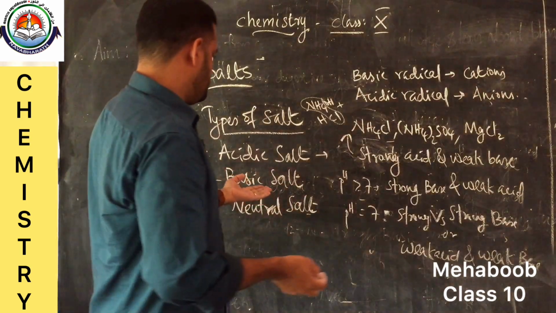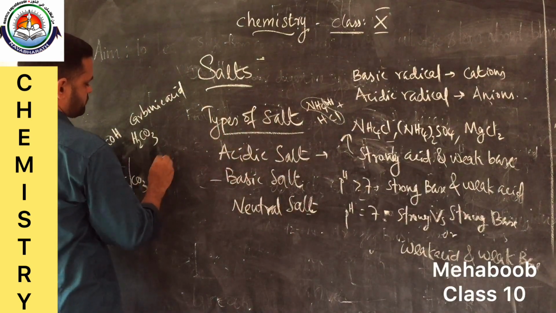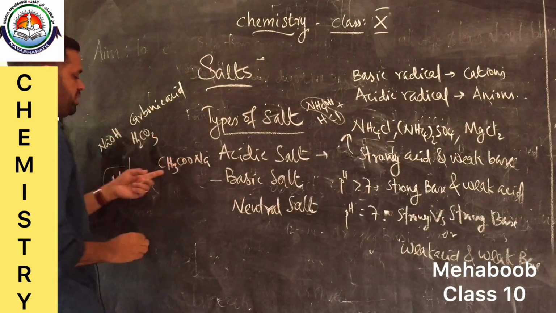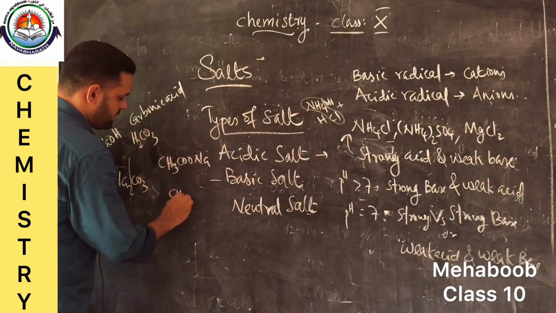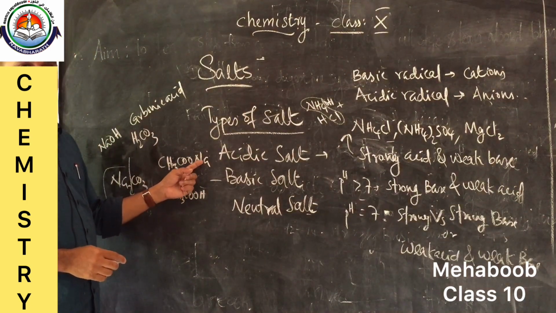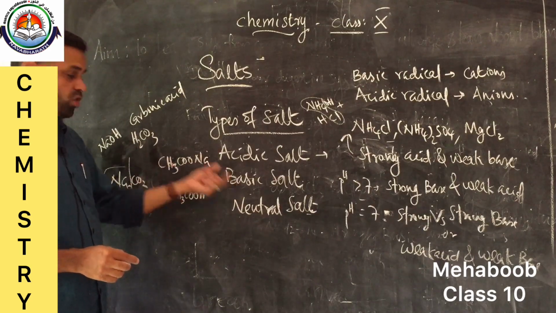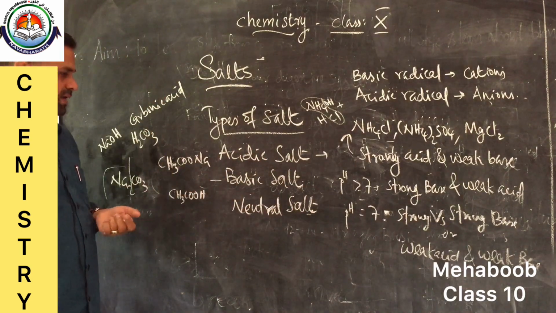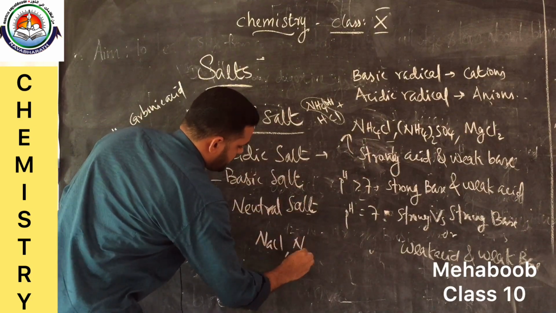Another example of basic salt is CH3COONa. This is called sodium acetate. Here the acid will be CH3COOH, that is called acetic acid, and sodium hydroxide. Sodium hydroxide is a strong base, acetic acid is a weak acid. By the reaction between weak acid and strong base, we get what? Basic salt. Then neutral salt, a number of examples for neutral salt, that is NaCl, NaNO3.